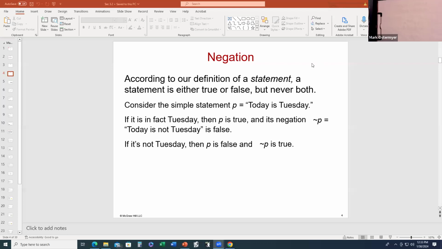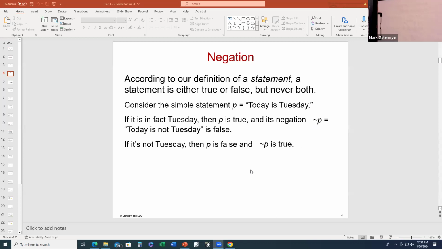The negation is preceding the simple statement P with a little tilde symbol. That means not P. That's how we negate the simple statement P. So not P would be saying that today is not Tuesday. If today is Tuesday, simple statement P is a true statement. The negation of simple statement P is a false statement.